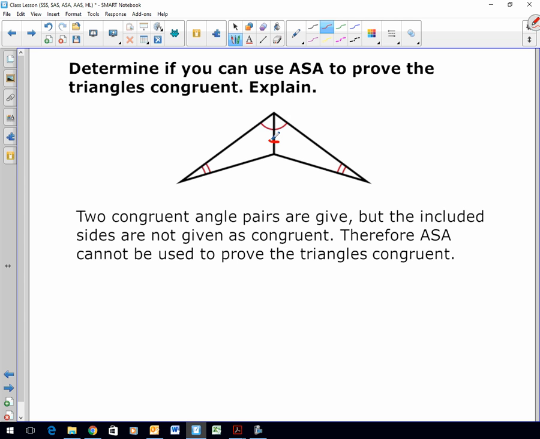So, what would I use here? Angle, angle, side. Angle, angle, side. Okay? See that?